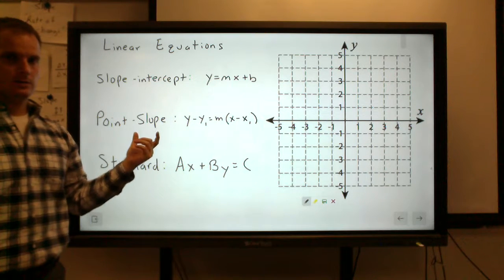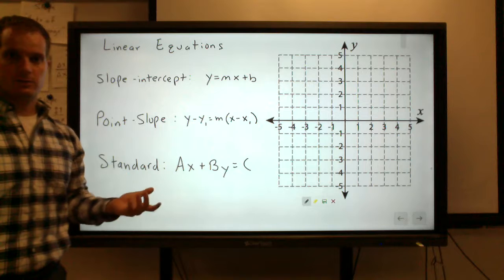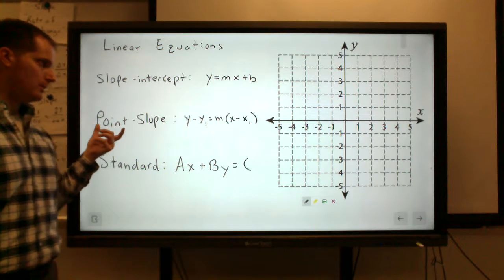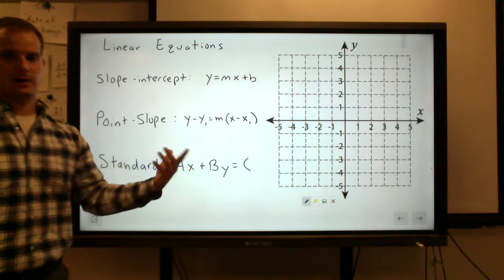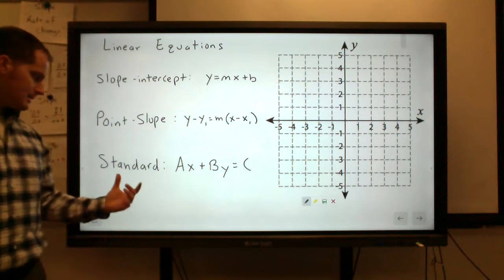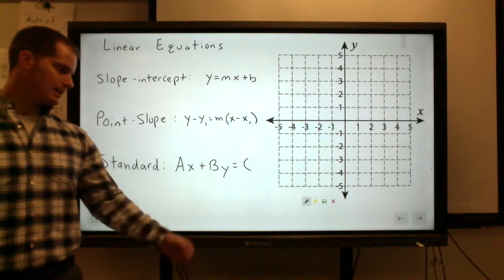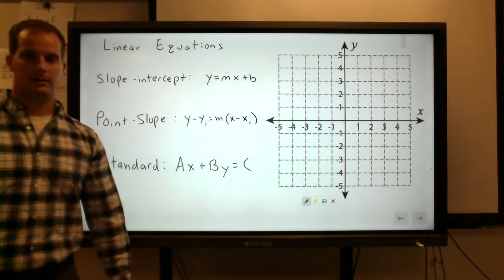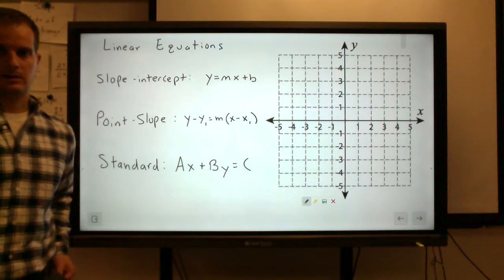Point slope, which is derived from the slope formula, where we're going to look at a particular point and the given slope to help us find other points on a line. And then standard form, where we're given ax plus by equals c, and we're going to look at how we can identify or review how to find the x-intercept and y-intercept.